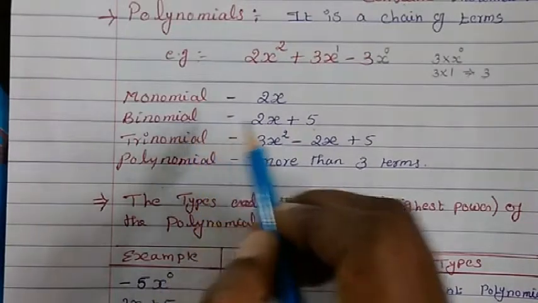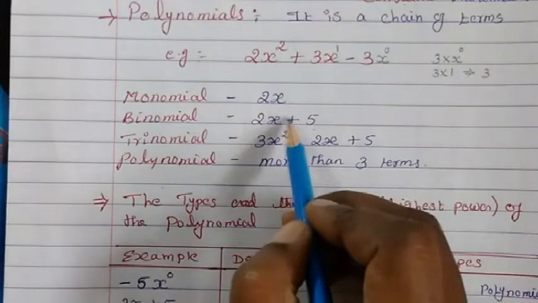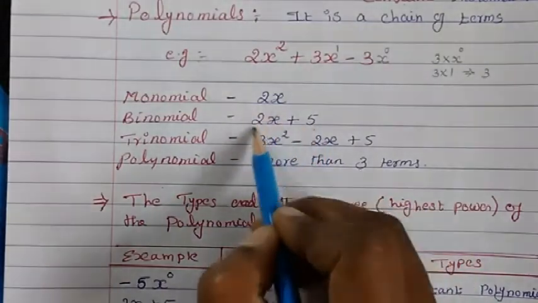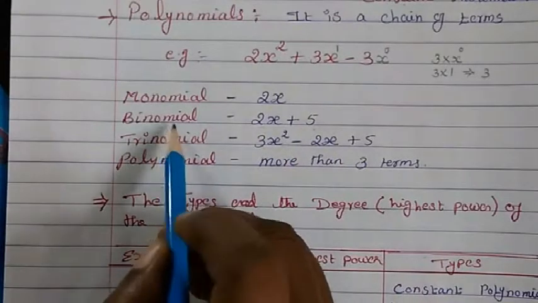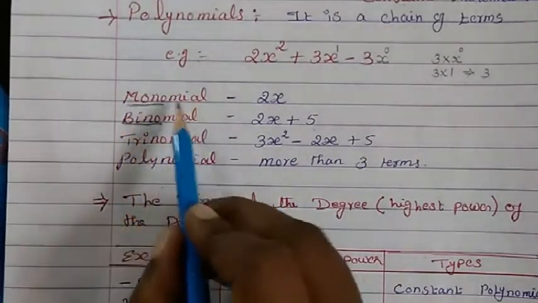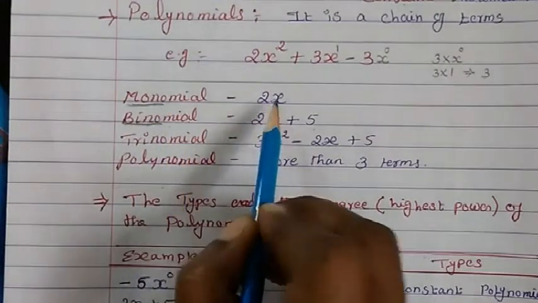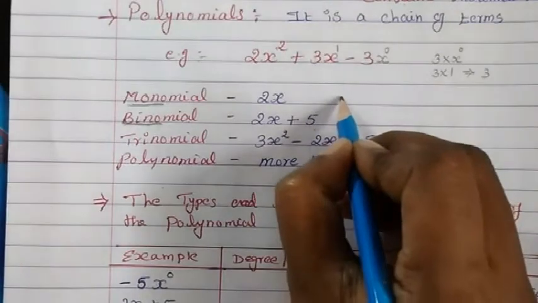Now something called a binomial. Binomial means there are two terms. You see the addition has separated them, so there are two terms, one term and two terms. When there are two terms, we call it a binomial. Mono means single, bi means double. So monomial means a single term, binomial means two terms. I'll write here.